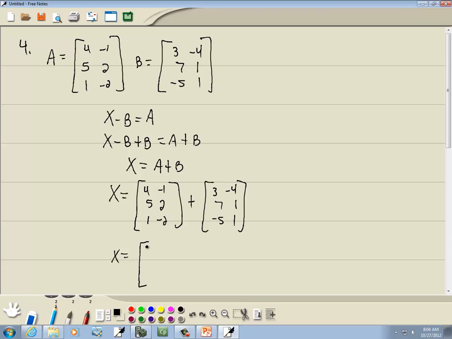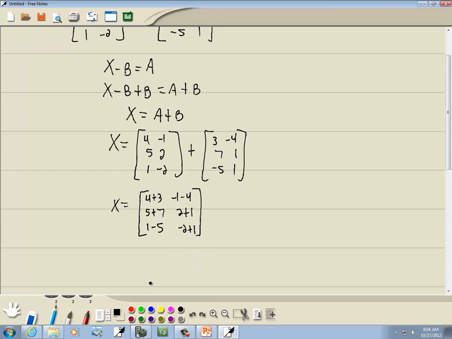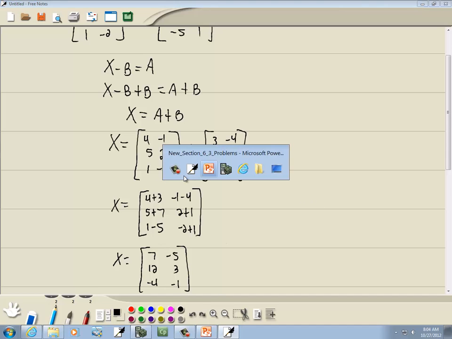So 4 plus 3, negative 1 minus 4, 5 plus 7, 2 plus 1, 1 minus 5, and negative 2 plus 1. Which gives us 7, negative 5, 12, 3, negative 4, and negative 1. Again, assuming I didn't make a math error. But let's do this on a calculator, just double check myself.